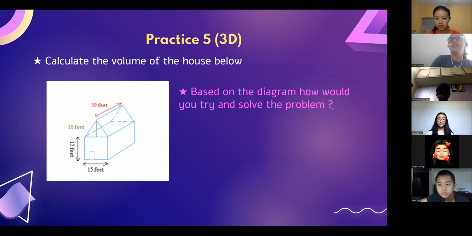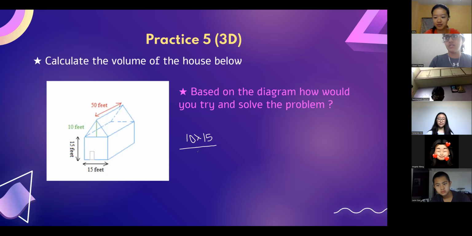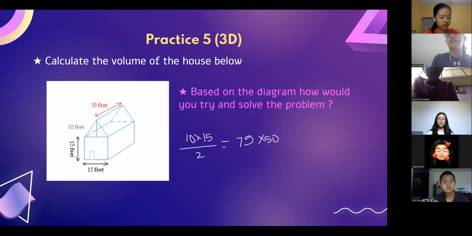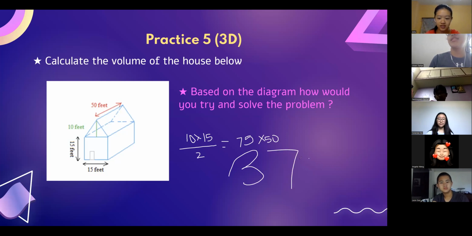Good job. So yes, it's 75. It's 10 times 15 as the area of the base, divided by 2 because it's a triangle. And that's just 5 times 15, which is 75, as the base. And we multiply that by 50. Let me do some quick math here. So 75 times 50 would be equal to 3750.